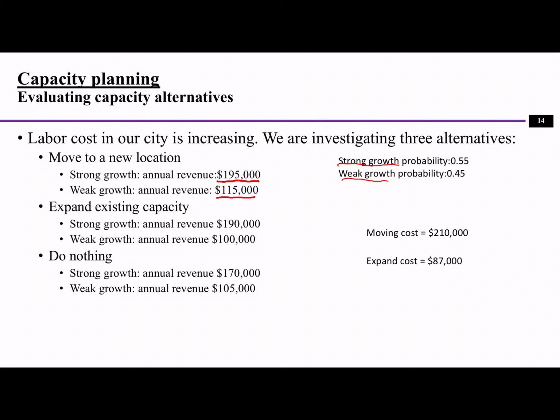All right. Another condition we know is that if you want to move to a new place, there's also a cost. Moving cost, right? Is also a bunch of money. So moving cost to a new location is 210,000. And if we expand our existing capacity, it is 87,000 we need to invest, right? So given this condition, now the question is, what should we do, right? What's the best alternative comparing the three alternatives?